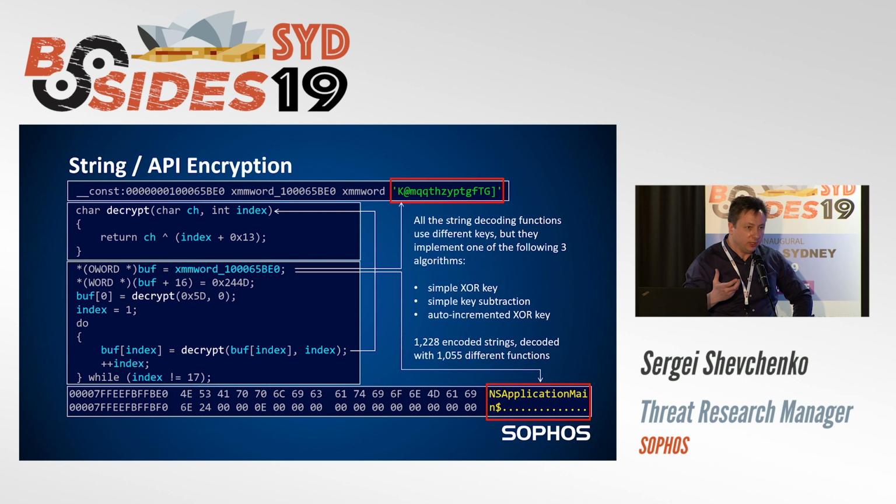If you think it's the only decryption function, you're wrong, because as it turns out, there are more than 1,000 unique decryption functions that encrypt 1,228 strings and APIs in that executable. So decrypting them manually, even a single one, takes time, but imagine decrypting more than 1,000. So you need to build a tool that can do it automatically. Once it's fully decrypted, that string corresponds to NS application main. So that's an example.